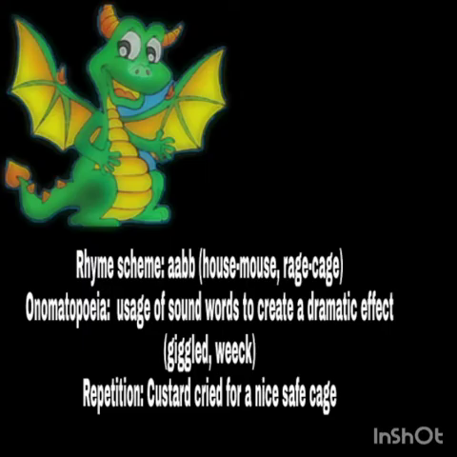So if you see the rhyme scheme out here again, it is AABB: house, mouse, rage, cage. And you have onomatopoeia, which is usage of sound words to create a dramatic effect, like giggled and weak. Repetition again is Custard crying for a nice safe cage, which is being repeated again and again in stanza 4 and stanza 5 till stanza 6. Now let's move to the next stanza.